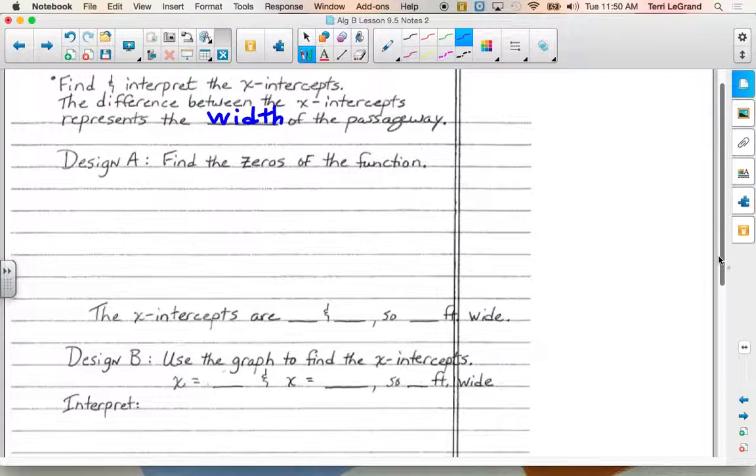So design A. Find the zeros of the function. Anybody remember how to do that? It's when y is equal to 0. So, in other words, we put 0 in for y, and we have all kinds of methods. We have the GCF method, the factoring by the diamond method, the factoring by grouping method, the quadratic formula. We learned all kinds of ways to do this.